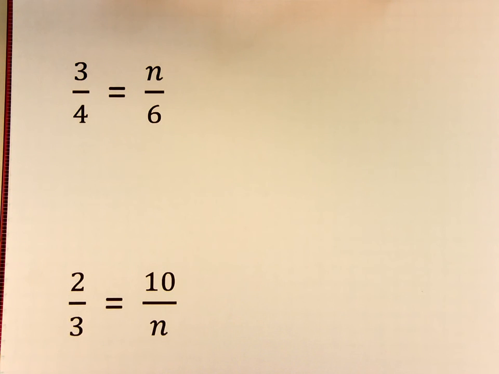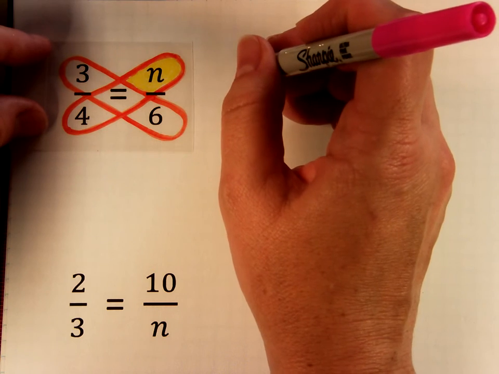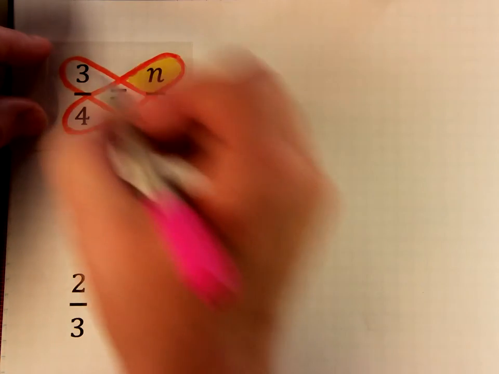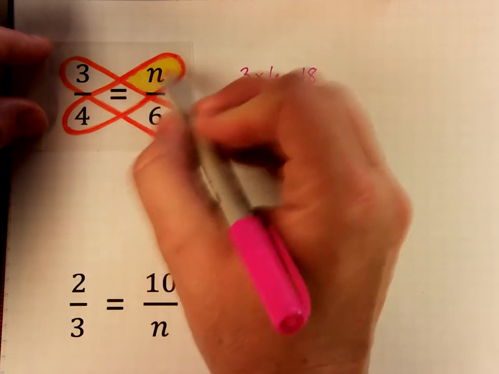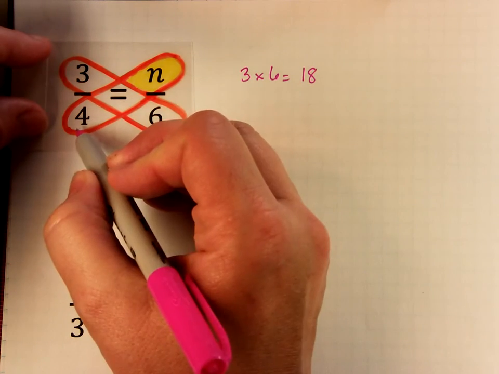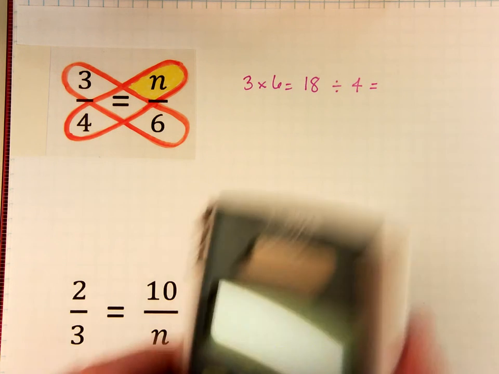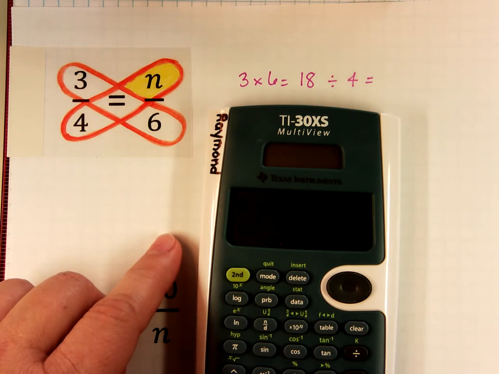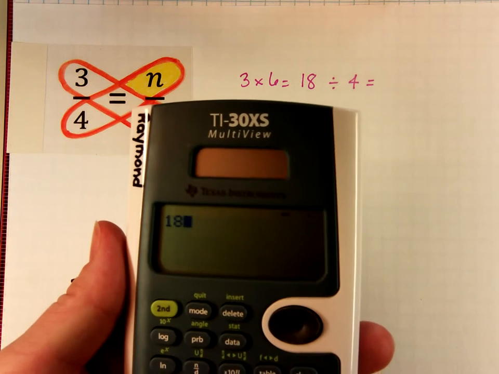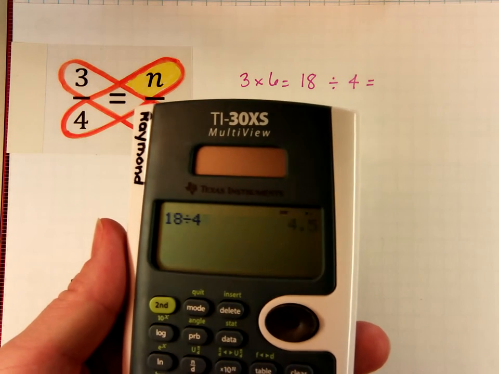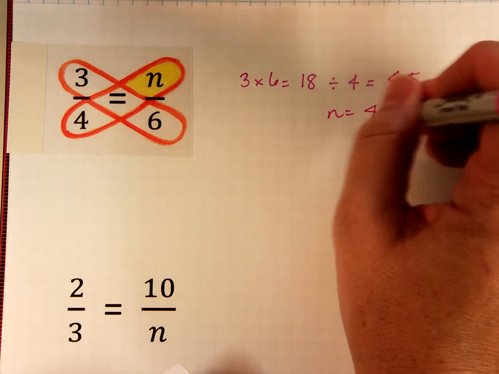Let's do 3 over 4 equals n over 6. Again, I can place this bar over here, and step 1 is to start with the line that you already know. I've got two numbers here, 3 and 6. 3 times 6 equals 18. And now I can divide by the other bar, the number that I already know, which is a 4. 18 divided by 4 equals, let's get our calculator out. They're not always going to turn out evenly, are they? There we go. 18 divided by 4, enter. 4.5. So n equals 4.5.